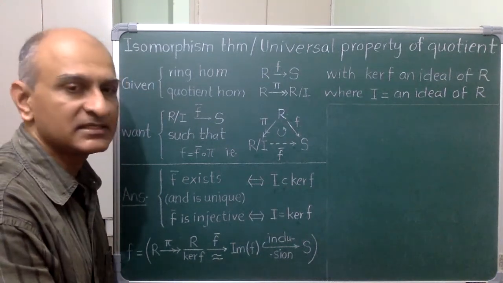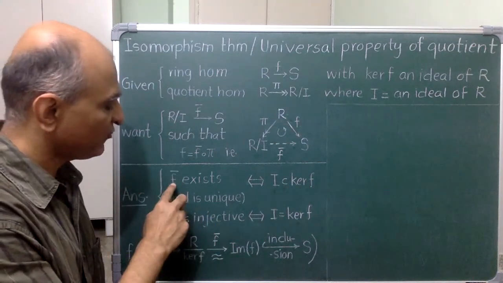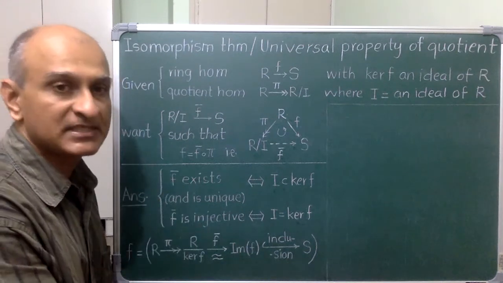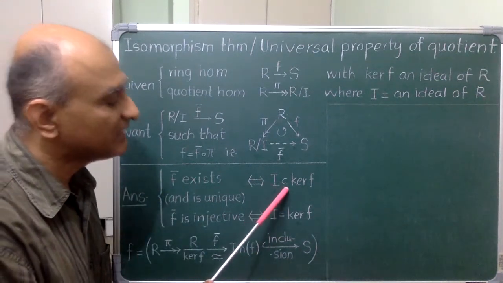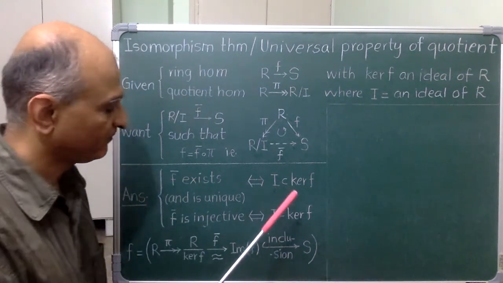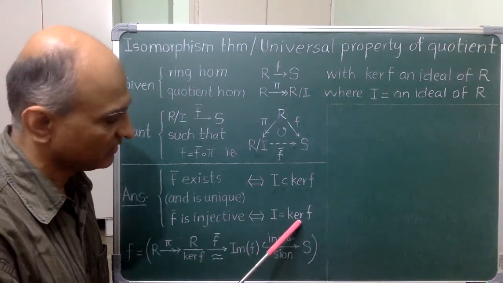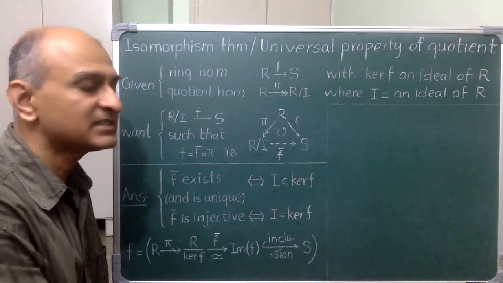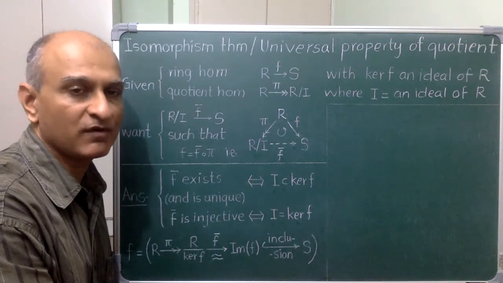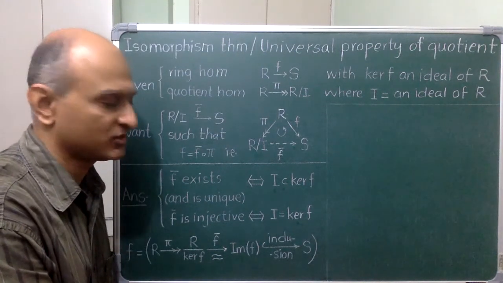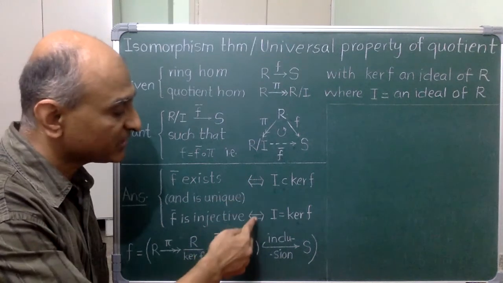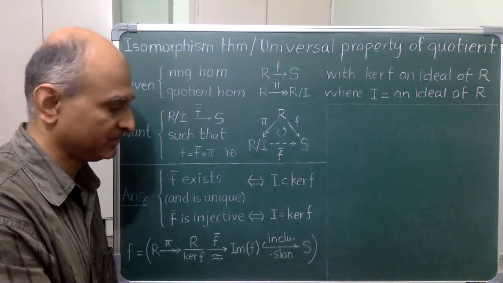The answer is that a unique such F bar exists precisely when I is contained in the kernel of F, and F bar is injective when I is equal to the kernel of F. This second statement is called the isomorphism theorem and it is frequently used. But both statements are important to keep in mind.